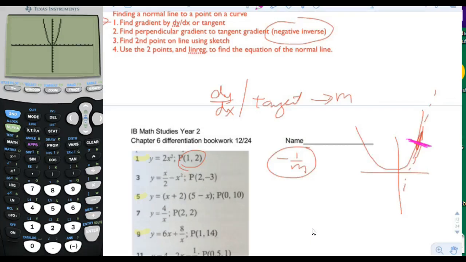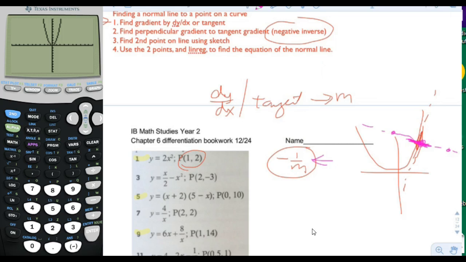How do we find the equation of the line? Well, we have one point on the line. We have this point, right? If we can find one more point on the line, then we can easily find the equation of the line using the ln-reg function. So how do we find one additional point, like, for example, this point or this point on the line? We can just make a sketch and use the gradient of the normal line to extrapolate one additional point. Okay? And then once we do that, we can use ln-reg, and we can draw a line through those 2 points.